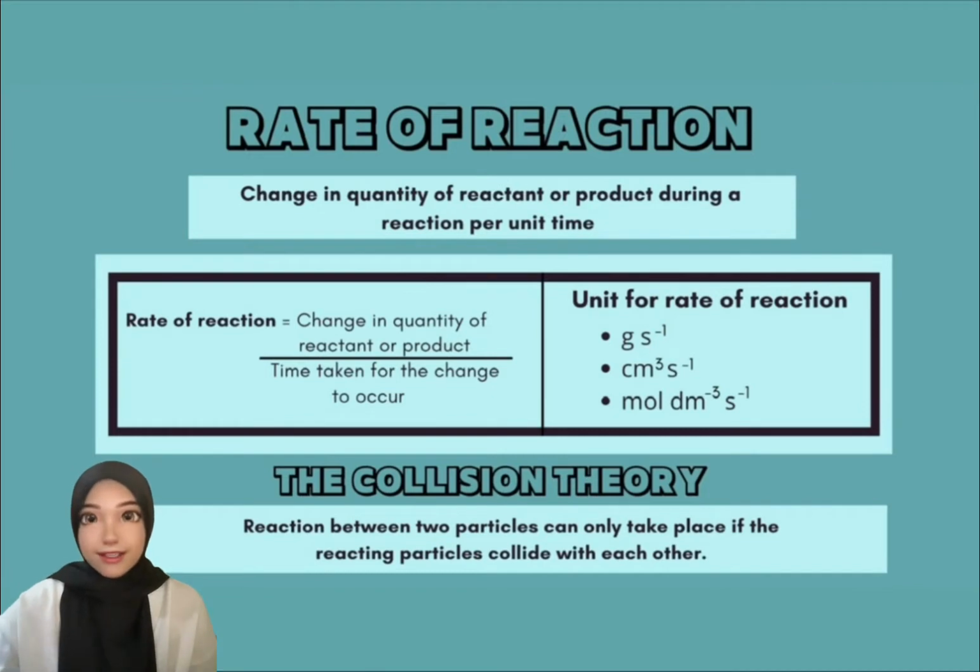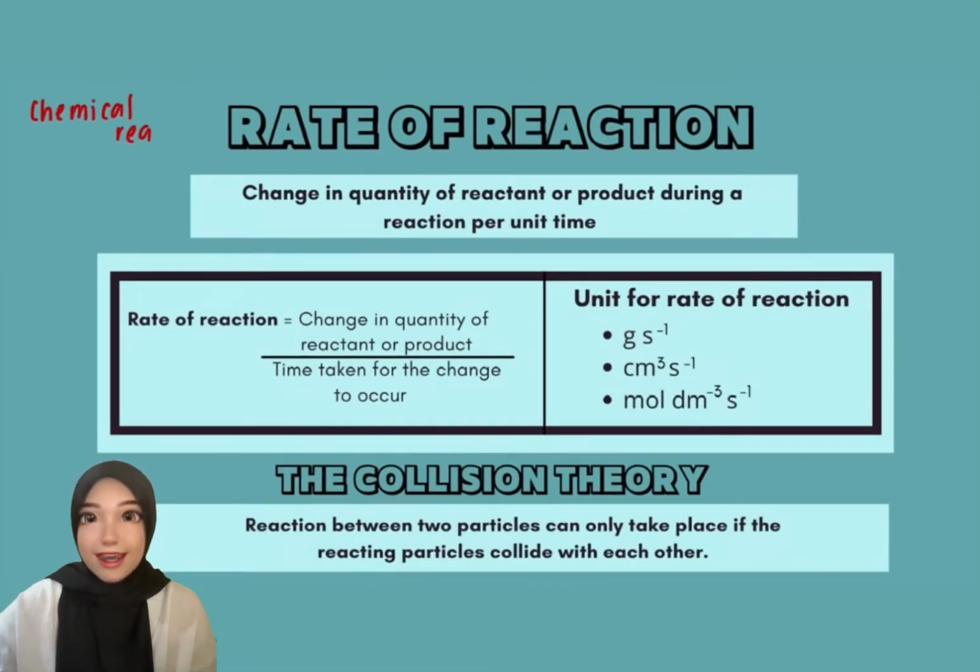In general, a chemical reaction is the interaction between chemicals to form new substances. Chemical reactions take place at different rates. Some take place at a high rate while others occur at a low rate. Reactions that occur fast have a high rate of reaction. On the other hand, reactions that occur slowly have a low rate of reaction.